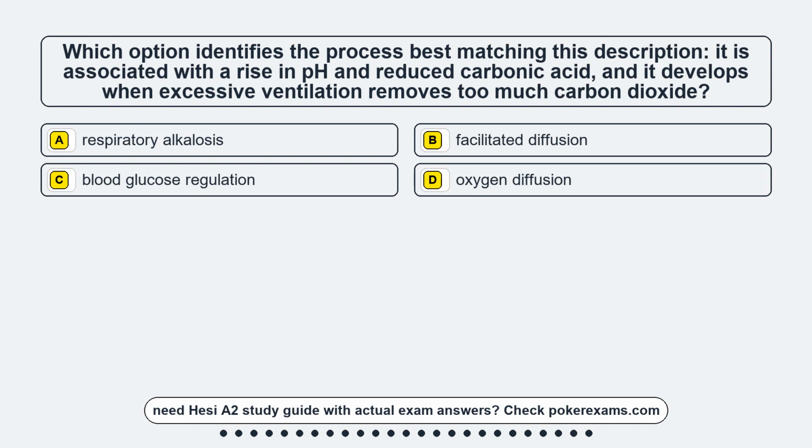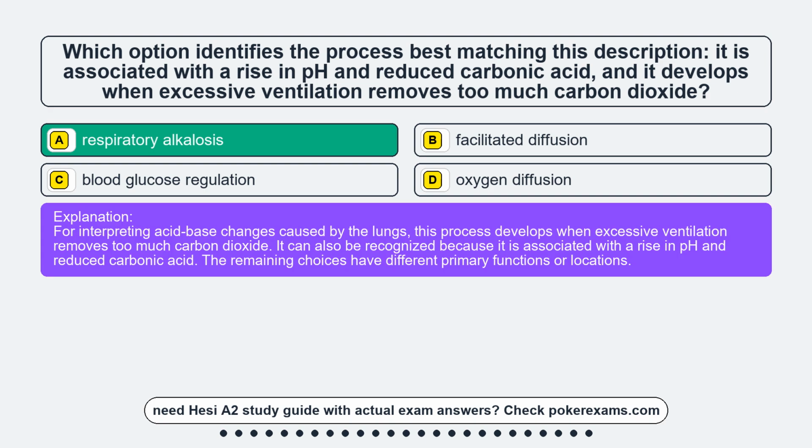Question 19. Which option identifies the process best matching this description? It is associated with a rise in pH and reduced carbonic acid, and it develops when excessive ventilation removes too much carbon dioxide. Option A, respiratory alkalosis. Option B, facilitated diffusion. Option C, blood glucose regulation. Option D, oxygen diffusion. The correct answer is option A, respiratory alkalosis.